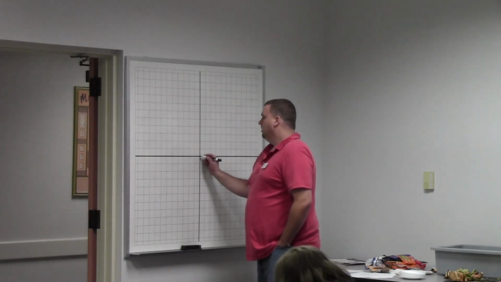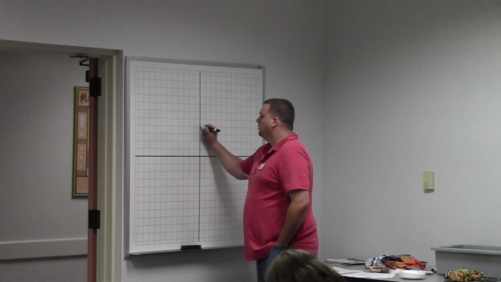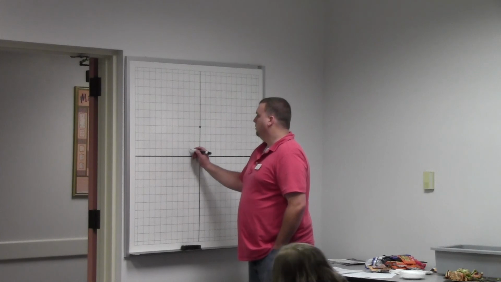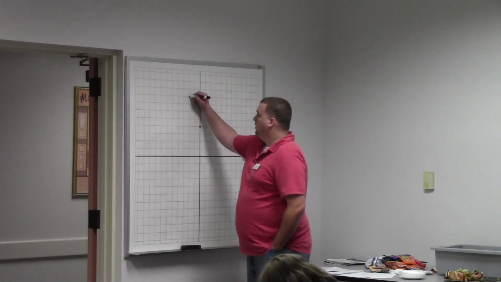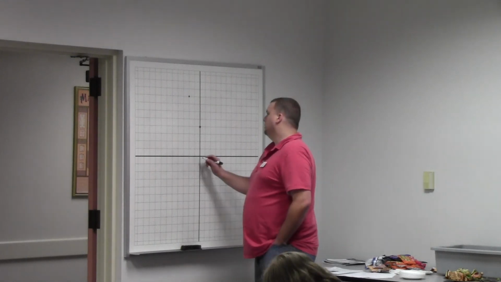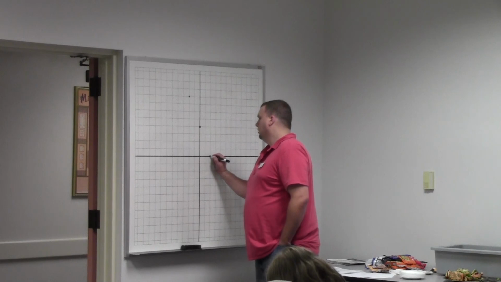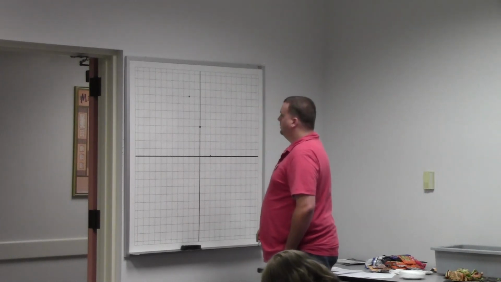0, 4: 0 in the X direction, and then up 4 in the Y direction. Negative 2, 8. Left 2, and then up 8. Okay. And then I have 2, 0. So where would this one be? Two to the right, up not at all. Right, so we'll just draw a point right there on the X-axis.